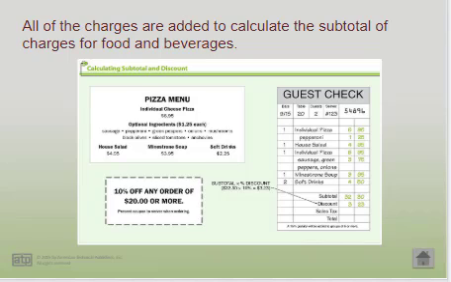Before presenting the final check to the customer for payment, the server records the cost of each menu item ordered. Next, all of the charges are added to calculate the subtotal of the food charges for food and beverages.